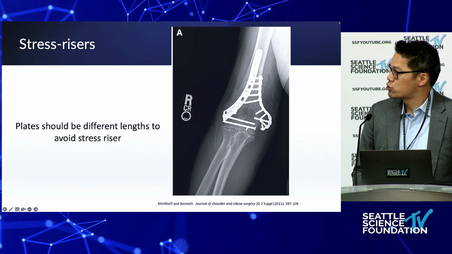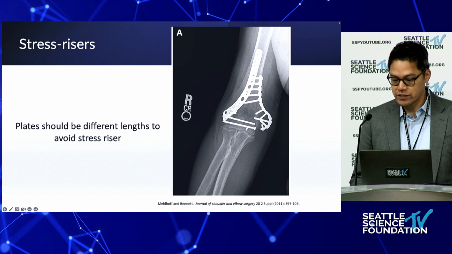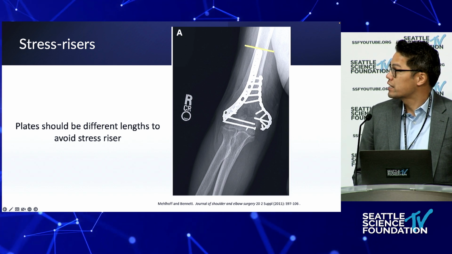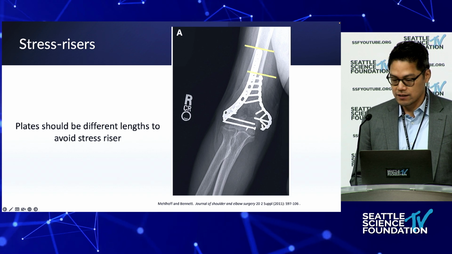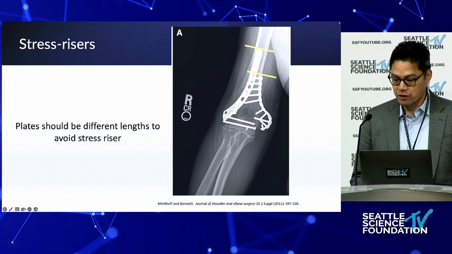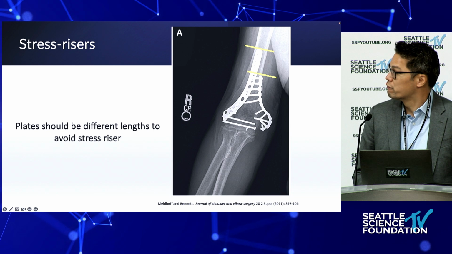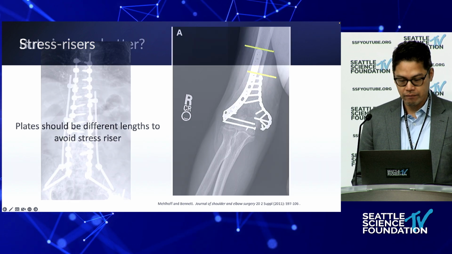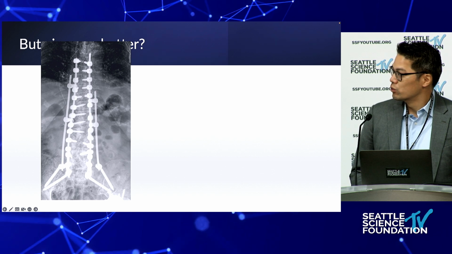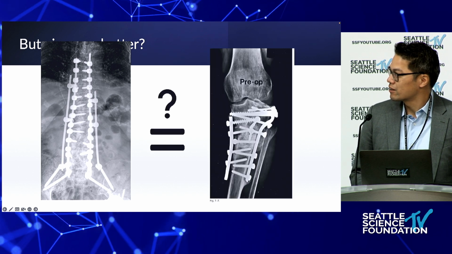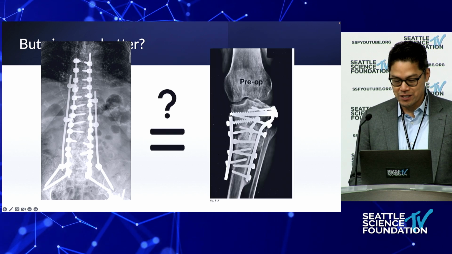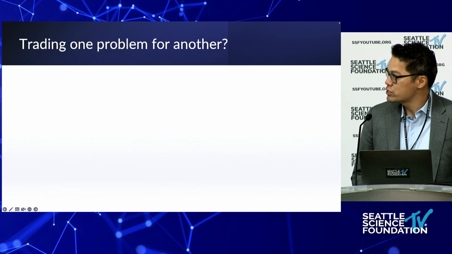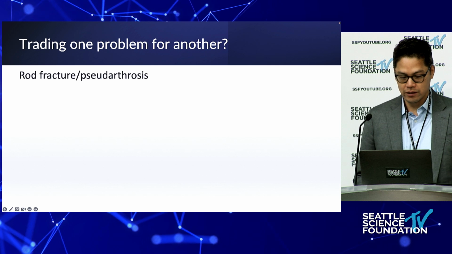Another concept is stress risers. In the distal humerus, the principle is to use different length plates so that the plates end at different heights, and you're avoiding concentration of forces at the end of the construct. So by doing a construct like this, are we heading towards something like this? Are we making the same mistakes? Are we just trading one problem for another?